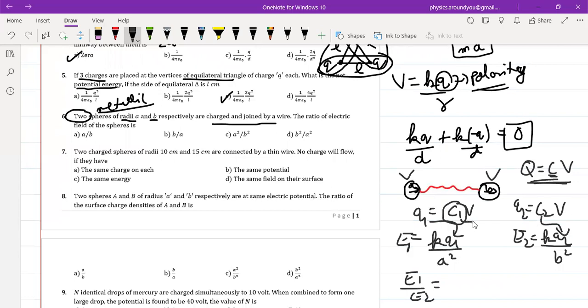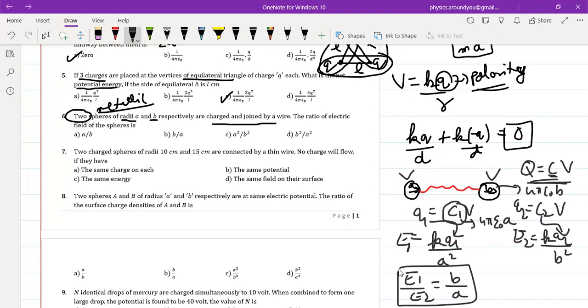Capacitance of a spherical capacitor is always 4 pi epsilon naught R. So for this sphere, it is 4 pi epsilon naught A. For this sphere, it's going to be 4 pi epsilon naught B. Fine. So I put the numbers. When I put the numbers, it should depend on B by A. You can check this yourself. You take the ratios, it should depend on B by A.